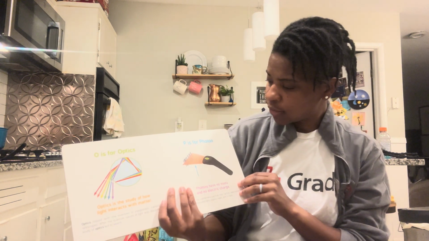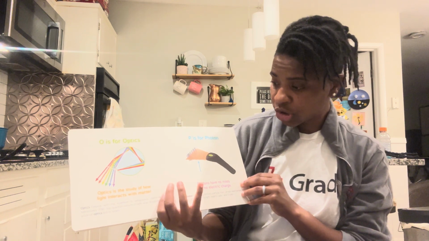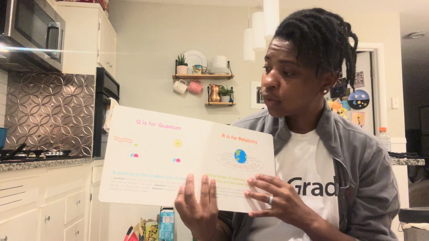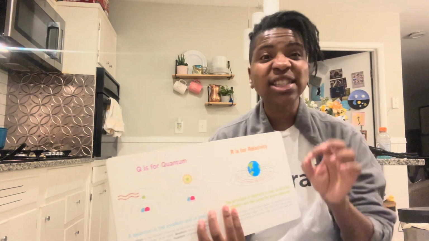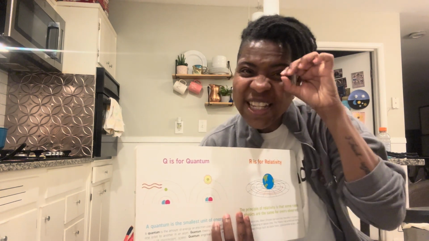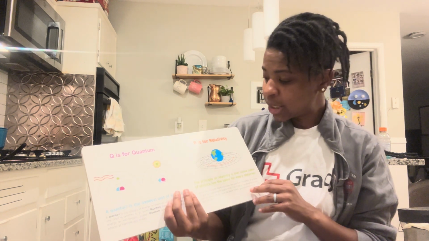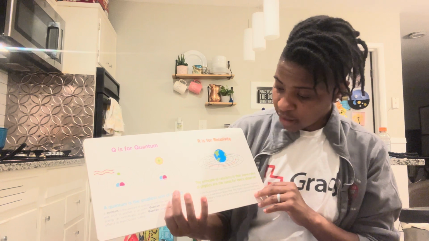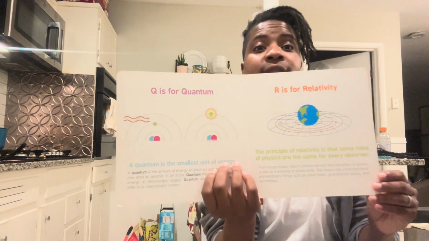P is for photon. Photons have no mass and no electric charges. Q is for quantum. A quantum is the smallest unit of energy. The smallest unit of energy, just a teeny bitty quantum. R is for relativity. The principle of relativity is that some rules of physics are the same for every observer. Relativity.